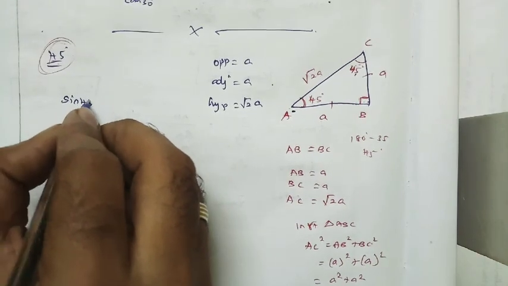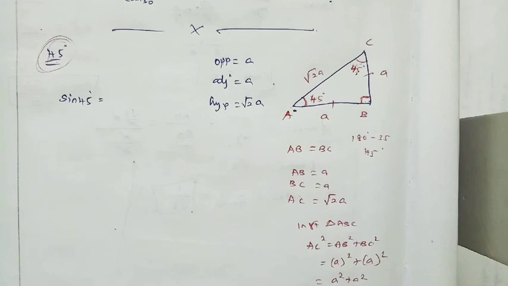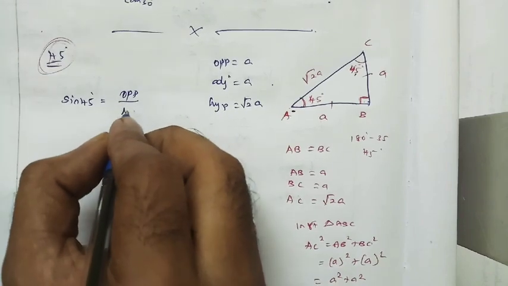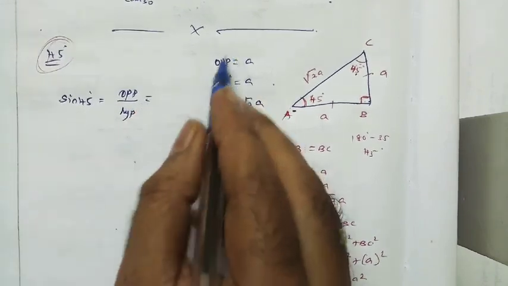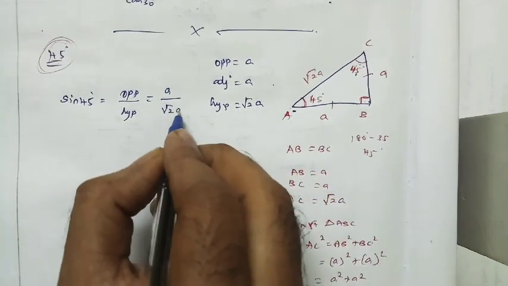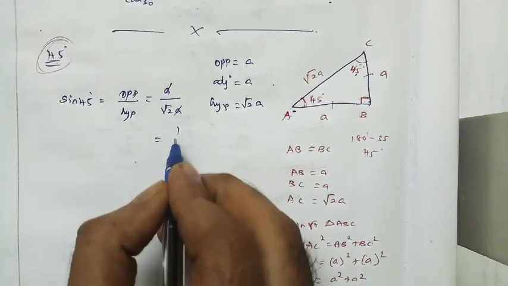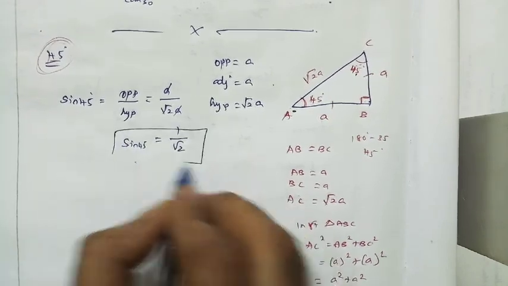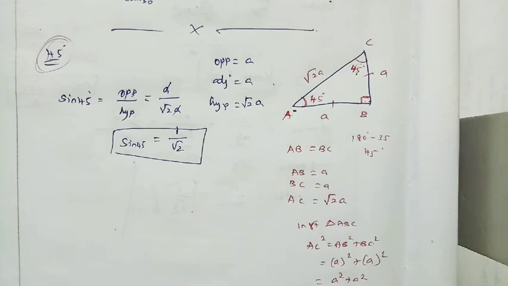Sin 45 degree is equal to, what is the trigonometric ratio of sin theta? Opposite side divided by hypotenuse. So what is the value of opposite? A, divided by the hypotenuse, root 2 A. A will get cancelled. So 1 by root 2 is nothing but the value of sin 45 degree. Sin 45 degree is equal to 1 by root 2.